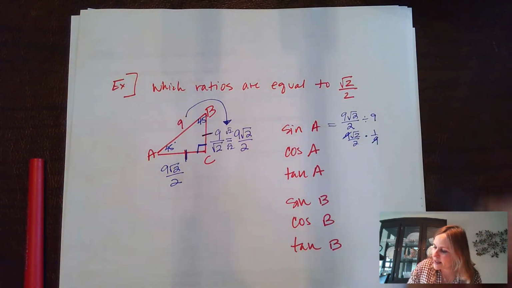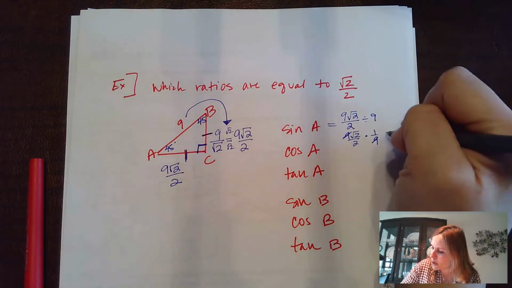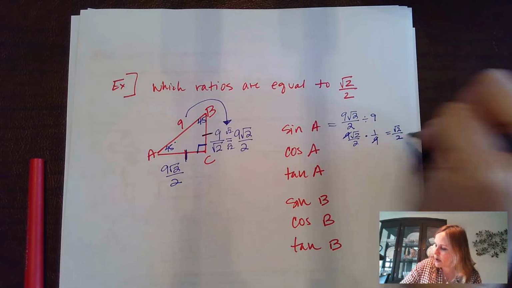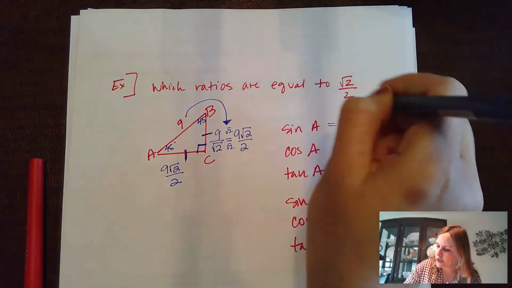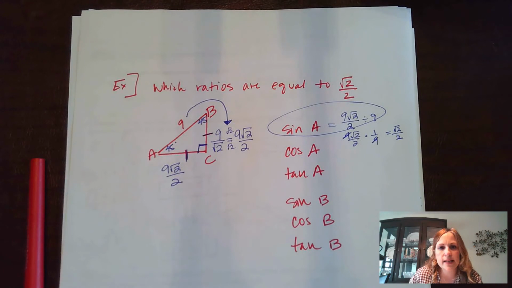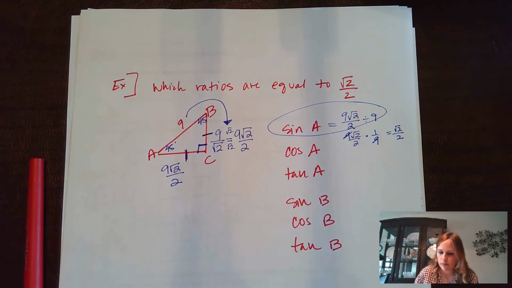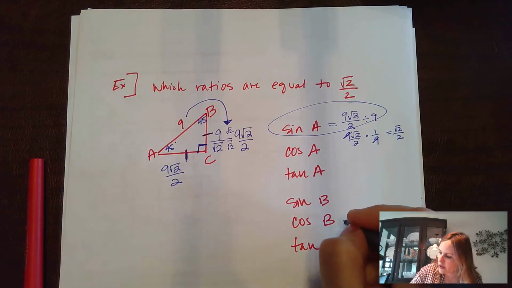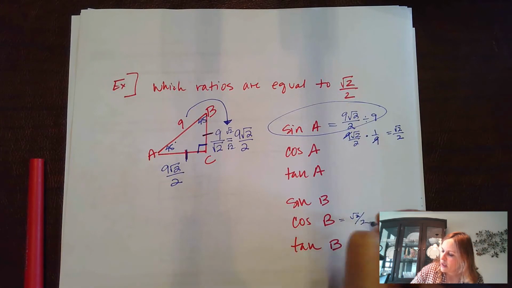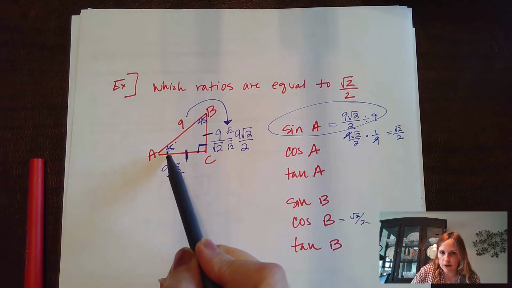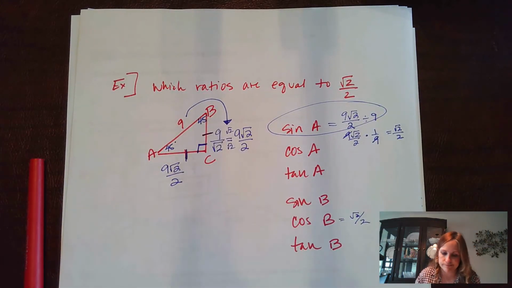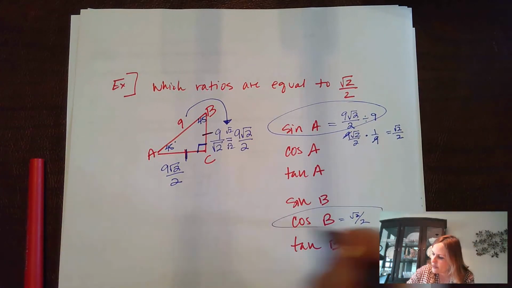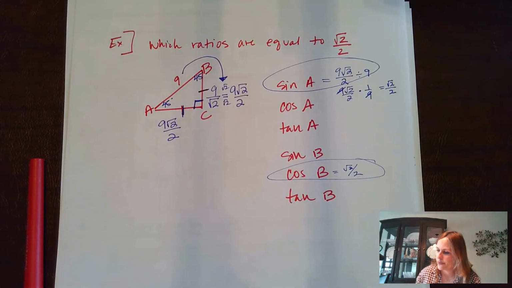Anyways, you would cancel out the 9s, and so if you reduce, multiply across the top, multiply across the bottom, I get root 2 over 2. So I know sine is equal to root 2 over 2. You should already know that cosine of B will also be root 2 over 2, and the reason why is because sine of one angle is equal to the cosine of the other. Okay? So just something to consider. So I already know that this one is going to be root 2 over 2.